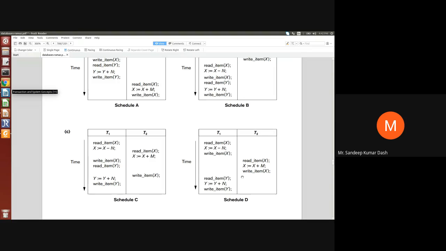So now you have to choose out of interleaved schedule or serial schedule. Which one will you prefer?